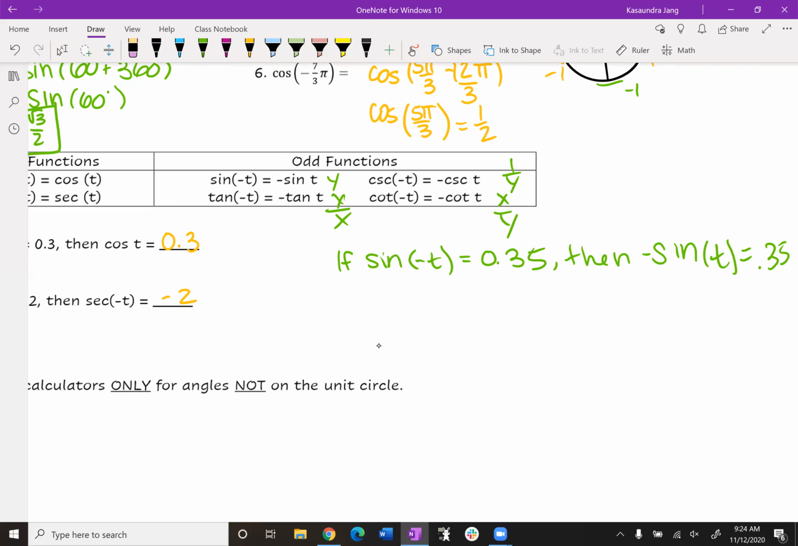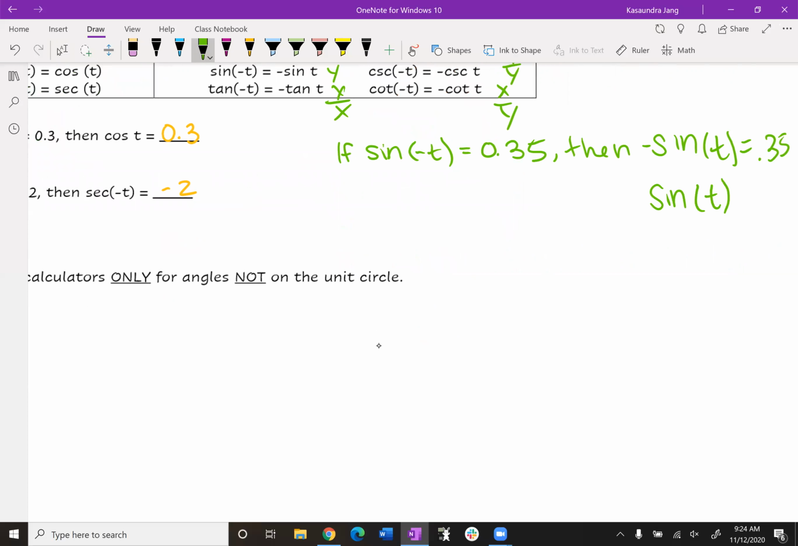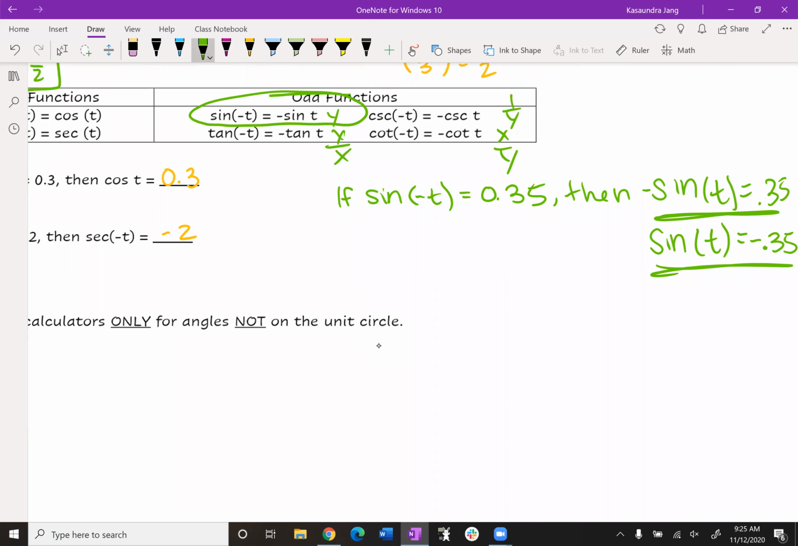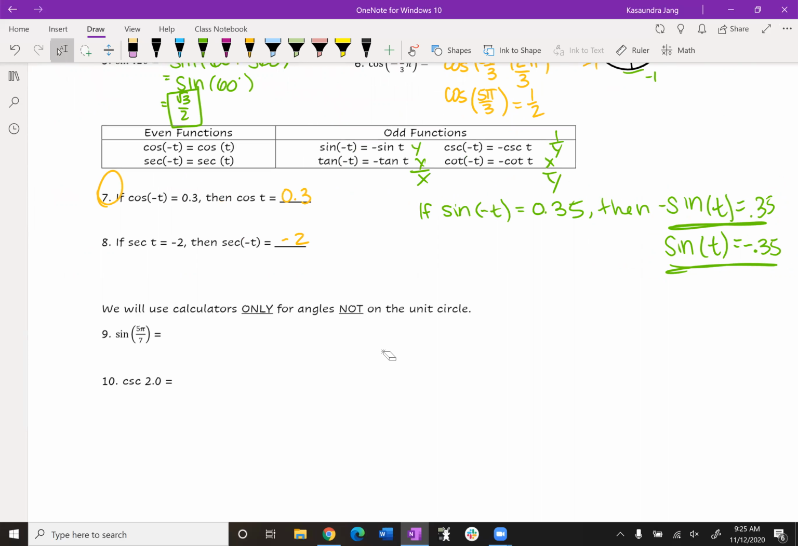Okay, so if my negative sine of t is a 0.35, what is my positive sine of t? Nice, yeah. It's like I changed the sign on both sides, so I get a negative 0.35. So on your homework, whichever one they're asking you about, we should be able to answer either way. I was using this odd function for sine. Okay, questions on the even or odd functions? All right with those? All right, we're good.